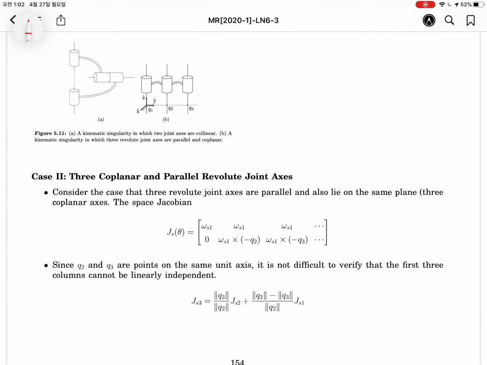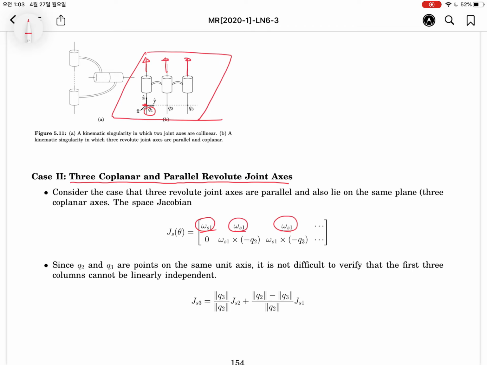The second case, three coplanar and parallel revolute joint axes. Okay, these three revolute joints exist on the same plane. So the axes will be the same. So we have the same omega S1, omega S2 and omega S3. This is the space frame, so q1 will be the zero vector. q2 is obtained, q3 is obtained. But q2 and q3 have the same direction with a different magnitude. So q2 and q3 show the same direction.